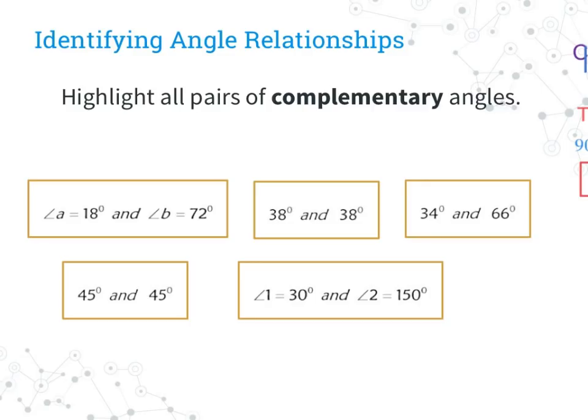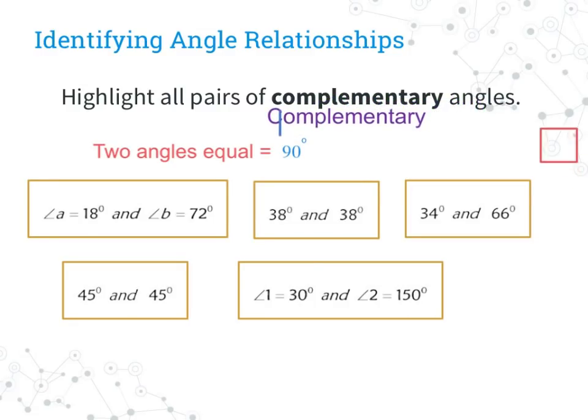So here this problem asks us to identify the angle relationships, and it says highlight all the pairs of complementary angles. So I have to remember the relationship that means complementary angles. If I remember this correctly, it's two angles that are equal to 90 degrees. Now I have a little trick to remember which one is 90 degrees and which one is 180 degrees, complementary versus supplementary. The way that I do that is I draw a little line down from the C so that my complementary there makes a 90 at the very beginning. So it makes a 90, so that's how I know that complementary means 90 degrees.